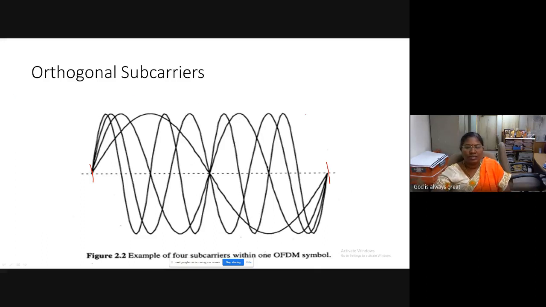Same signal, when you view it in the time domain, the time domain version of orthogonality is that the number of cycles of the signals should be integer multiples of each other. So the first signal has 1 cycle, the second signal has 2 cycles, the third has 3 cycles, and the fourth has 4 cycles. So this shows orthogonality in the time domain. Such signals are called orthogonal subcarriers.